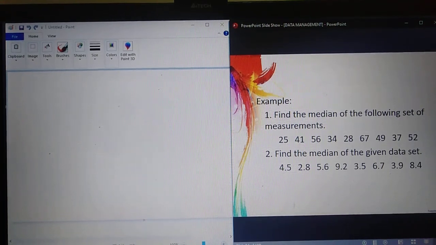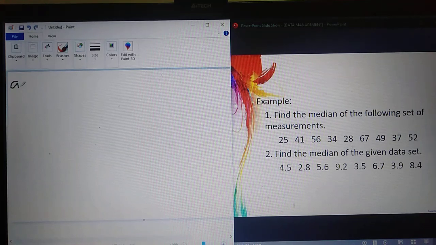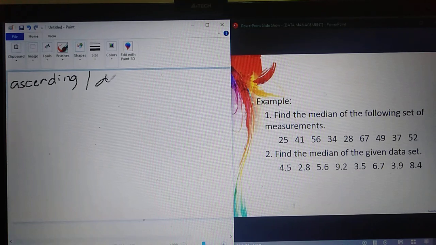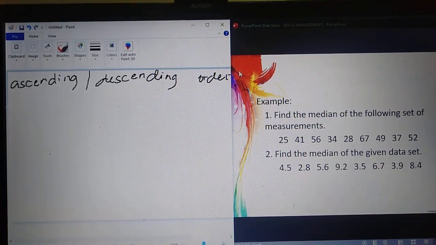So first, ayusin mo siya into either ascending or descending order. Ayusin mo yung data mo. Mula malaking number, papaliit na number, or maliit na number, papalaking number. Okay. So, for example, number 1 tayo. Let's arrange the data. Mula maliit, papalaki. So, we have 25.